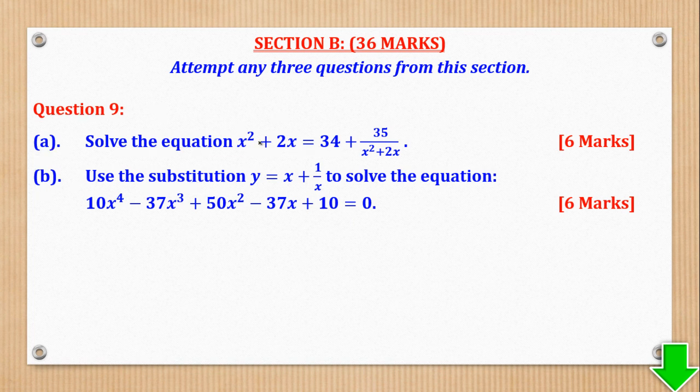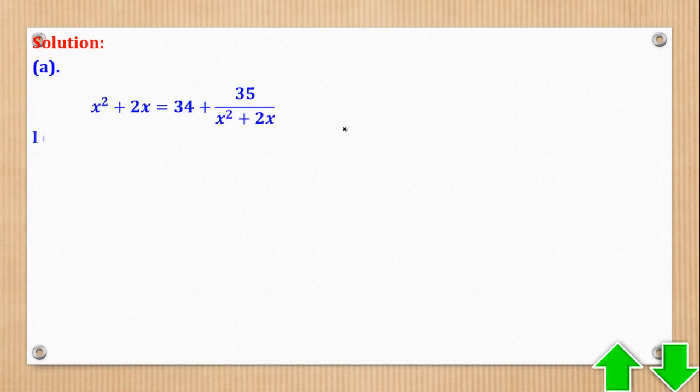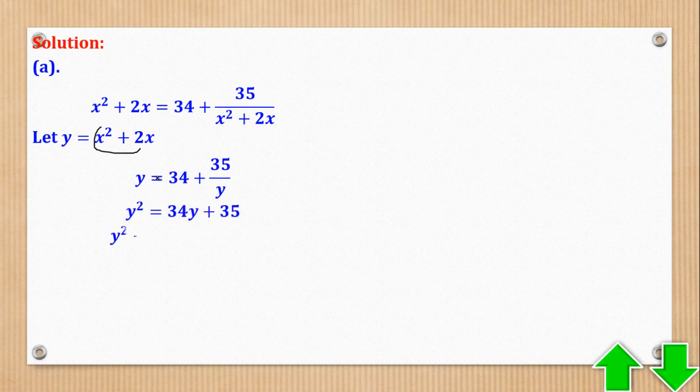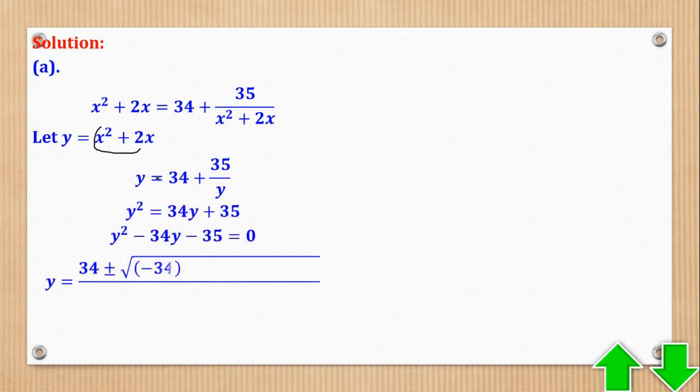So part A, you will realize something. We wanted you to notice that this is the same as this. So what do you have to do? You have to let y be equal to that. Then I can substitute to make it a little simpler. Then multiply throughout by y to get a quadratic in y, which can be solved using the quadratic formula. Then you'll get two values of y.